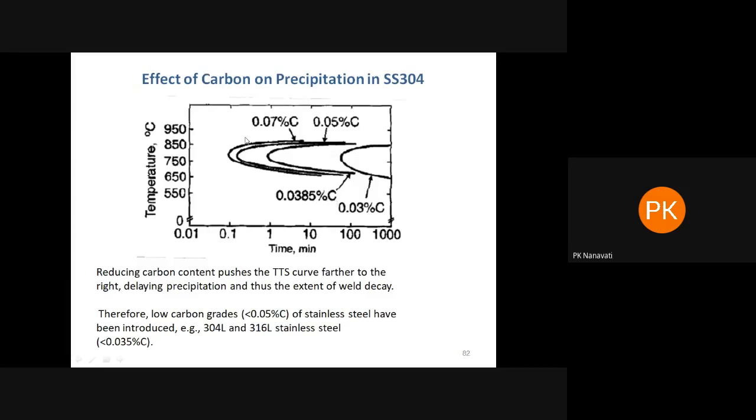Now, when you reduce the carbon, you have less danger. Like if you have 0.03% carbon in the composition, you are away. When you are cooling through this zone, say 480 to 870, your cooling curve will be quite away from this C-shaped nose. So you have less danger. If you mistakenly fall through this region with your cooling curve, you have every possibility of chromium carbide precipitation or sensitization.